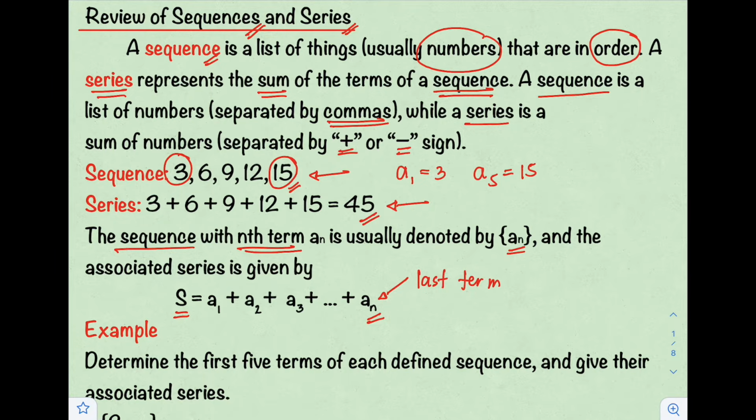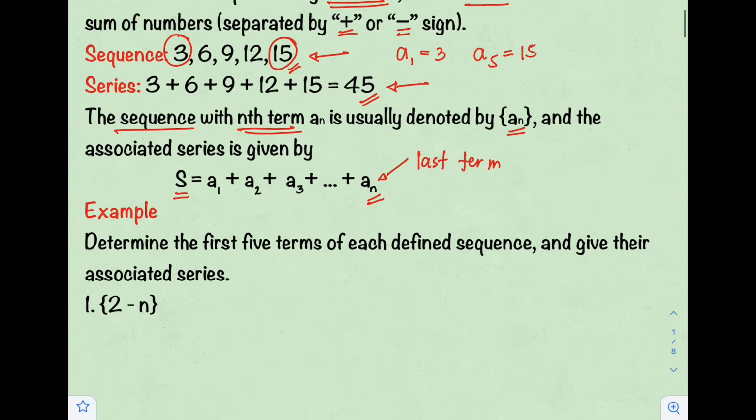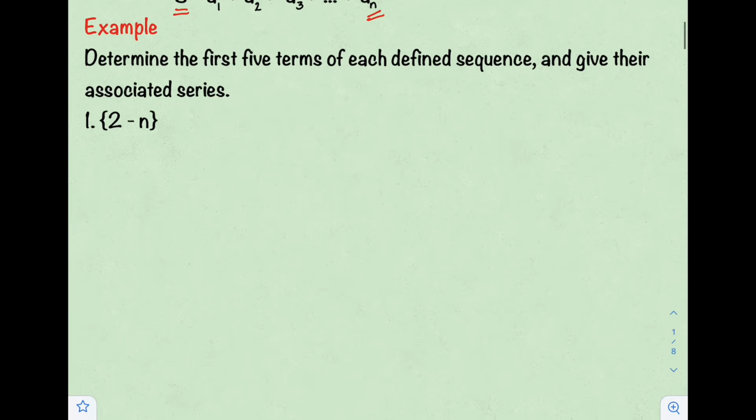Nakuha, guys? So, let's have an example. Determine the first 5 terms of each defined sequence and give their associated series. So, number 1, we have 2 minus n. So, since we denote the n term of a sequence by a sub n, so ang working equation natin dito is a sub n equals 2 minus n. Okay, so ito yung gagamitin natin, guys, to get our sequence.